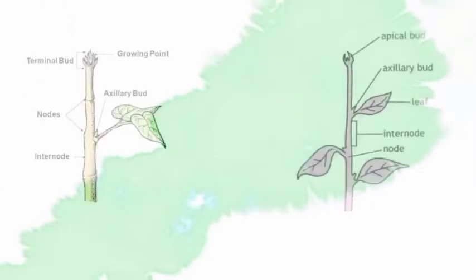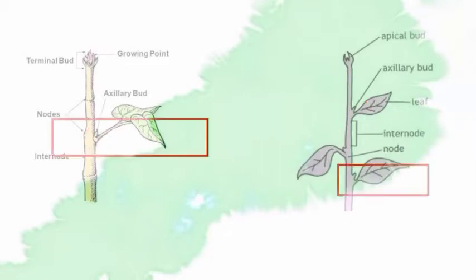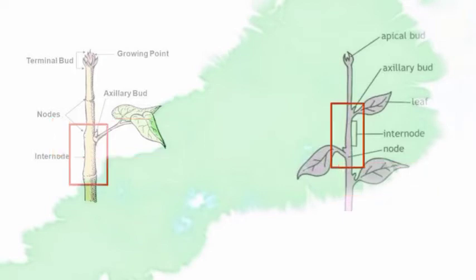Let's see the diagrammatic representation of these parts. The growing point is the terminal bud. The part at the axils of leaves is called the axillary bud. Where the leaves arise from the stem is called the node. The region between two nodes is called the internode.